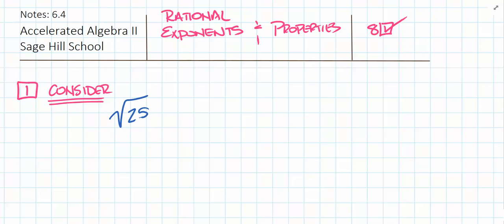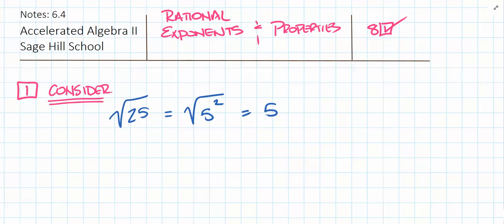Let's start with the square root of 25 can be rewritten as the square root of 5 squared, which of course gives us the principal square root of 5, right? The square root of 25 is the number 5, okay? No one's head exploded yet. We're all good, right? We're good?